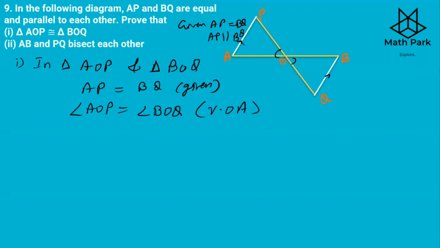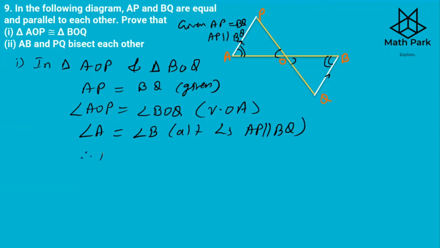We need one more. What do you say about these two angles? Because we know that AP is parallel to BQ and AB is a transversal. So therefore, you get angle A is equal to angle B. They are alternate angles. Why? Because AP is parallel to BQ. So therefore, they are alternate angles.